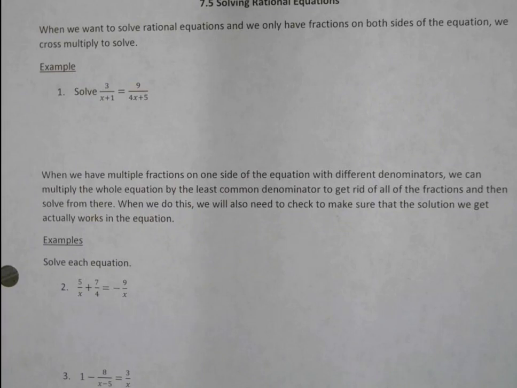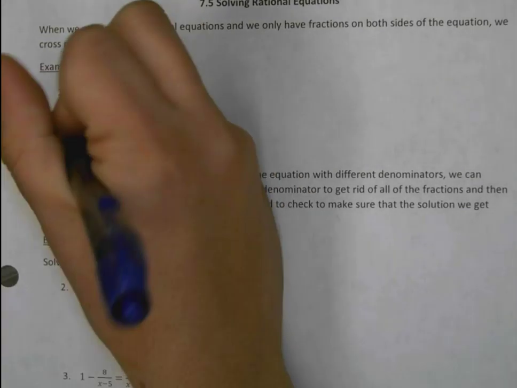Okay, so we're on the last section of chapter 7. This one is solving rational equations. So what I want to do here is get x by itself. Notice how both of these are fractions. I'm going to cross multiply to solve.